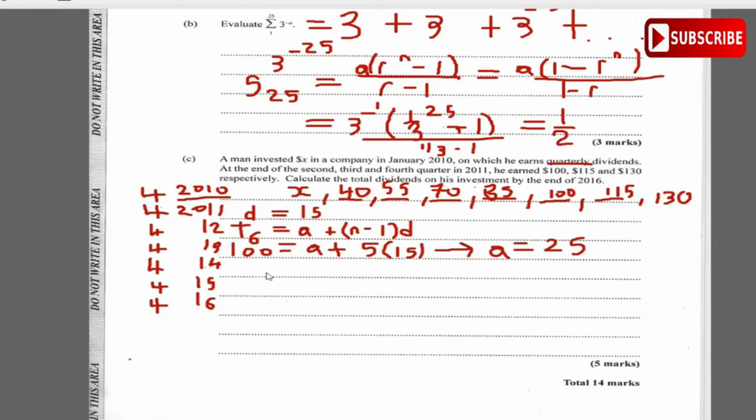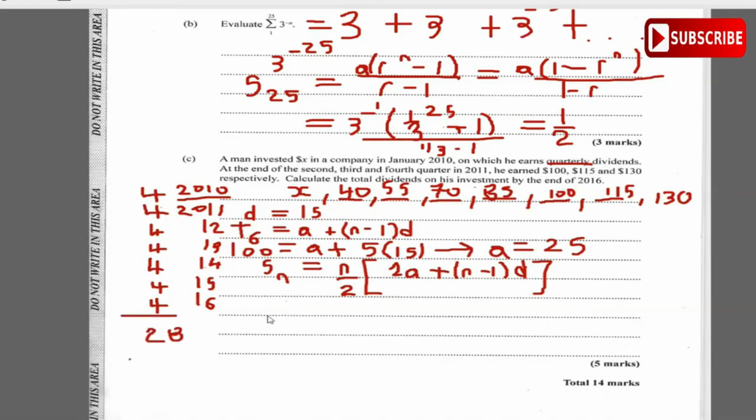So we need to find the sum of the first 28 terms. First thing we need to remember is how we find the sum of an arithmetic progression. Sn is equal to n over 2 times (2a plus (n minus 1) times d). That's how we find the sum of an arithmetic progression. All you're going to do is plug in n as 28 dividends. So n is 28.